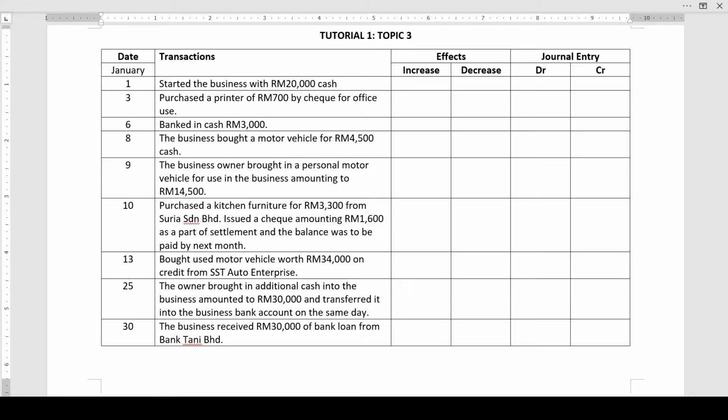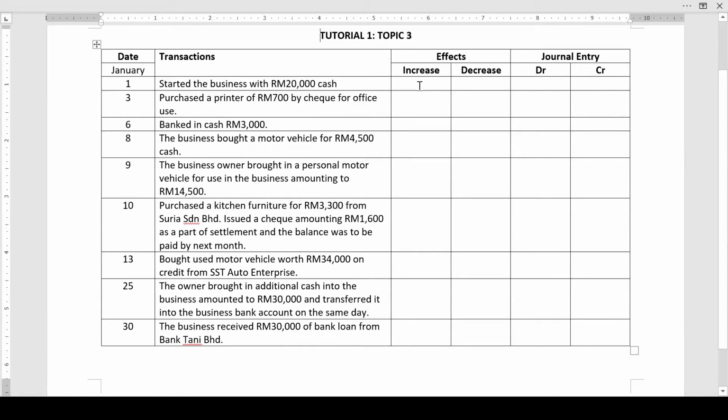So we start with the first one. Started business with 20,000 cash means that the owner contributes cash to the business. So what happened here? What is cash? Cash is an asset. Now the business receives cash, so the business needs to record the cash received. The cash received is an asset.